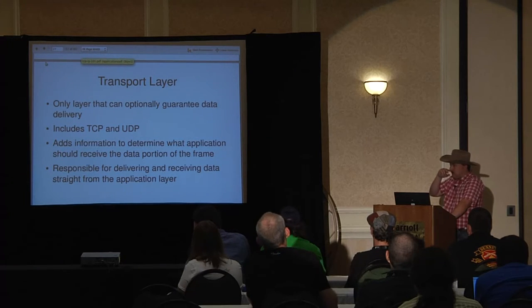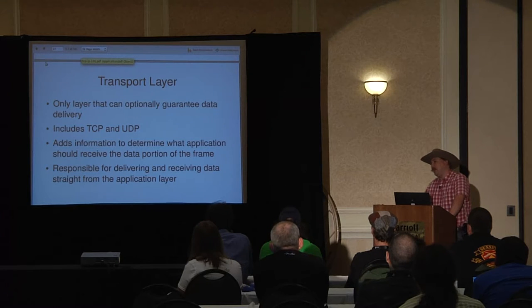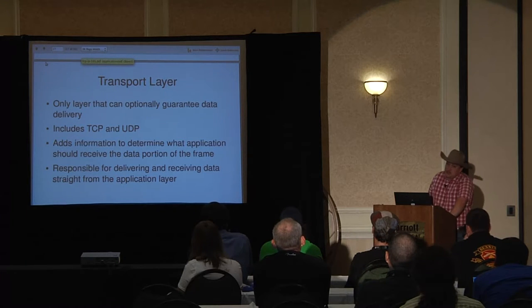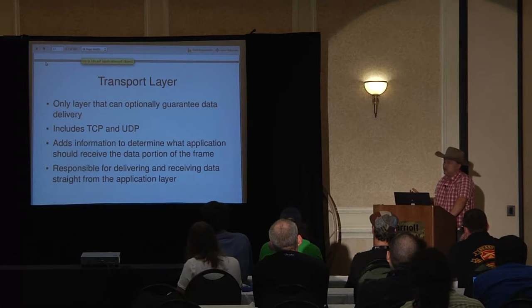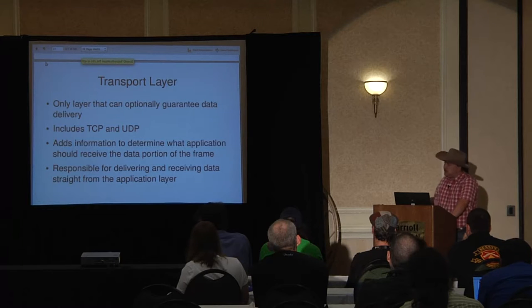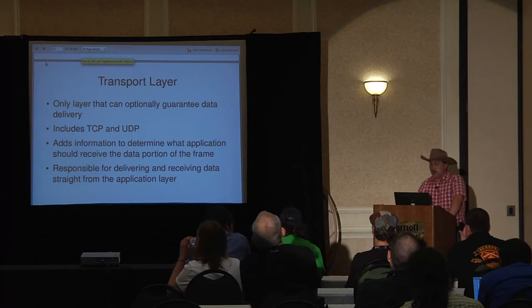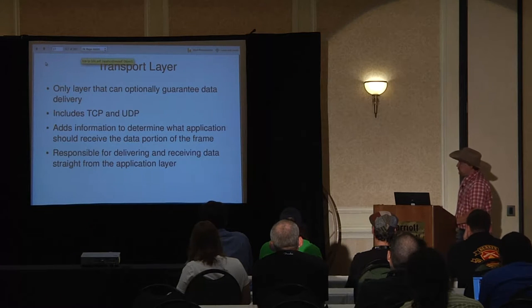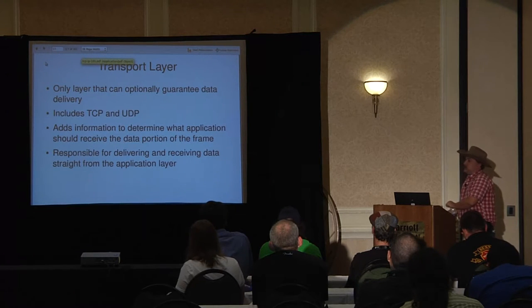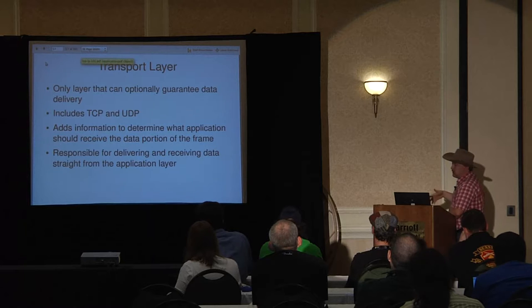802.3 that we're looking at, Ethernet, just sends the data out, and maybe it gets there, maybe it doesn't. We don't know. And the data link layer, the network layer, they don't care. The transport layer is the only one that can optionally guarantee the data got to where it's going. This includes TCP and UDP. There's other protocols. I'm not going to discuss them.